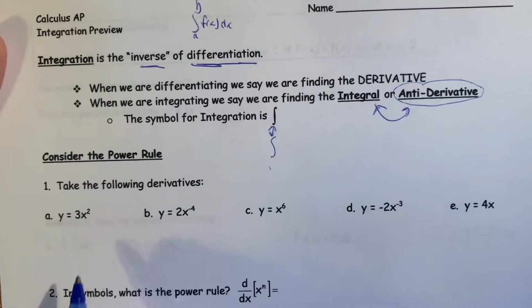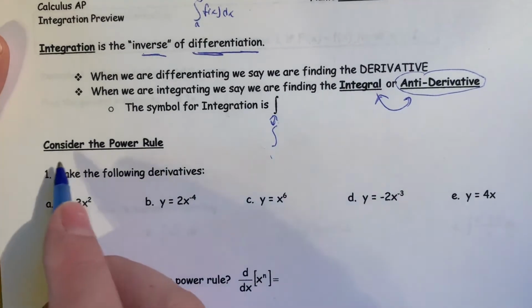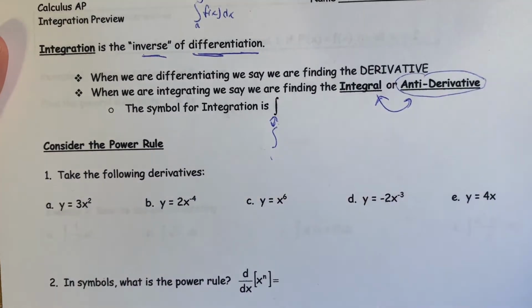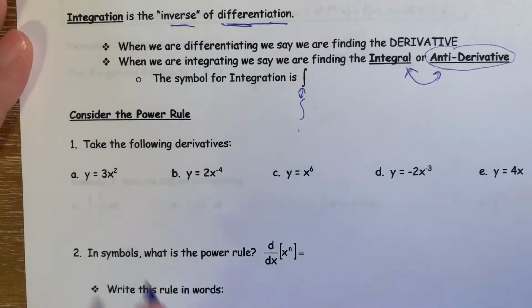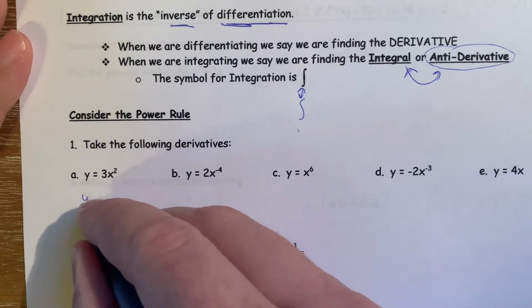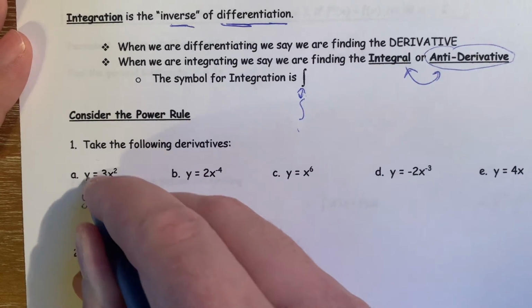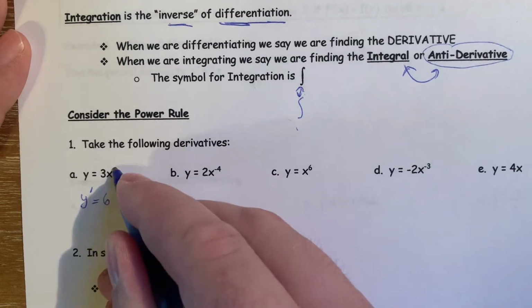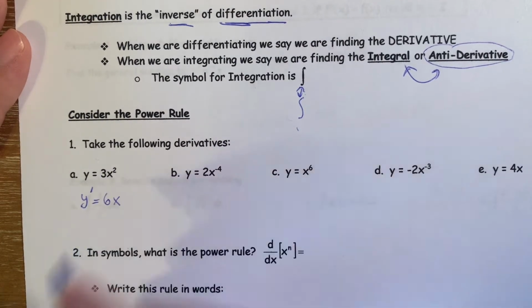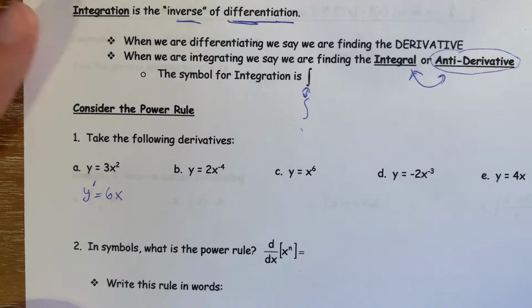Okay, so as a quick warm-up, consider the power rule. Take the following derivatives. Go ahead and do these on your own. And hopefully we all know that to find the power rule, we take the derivative. We need to write y prime equals. We multiply by the power, so 3 times 2 is 6, and we lower the power by 1. X to the 1 power is just x.